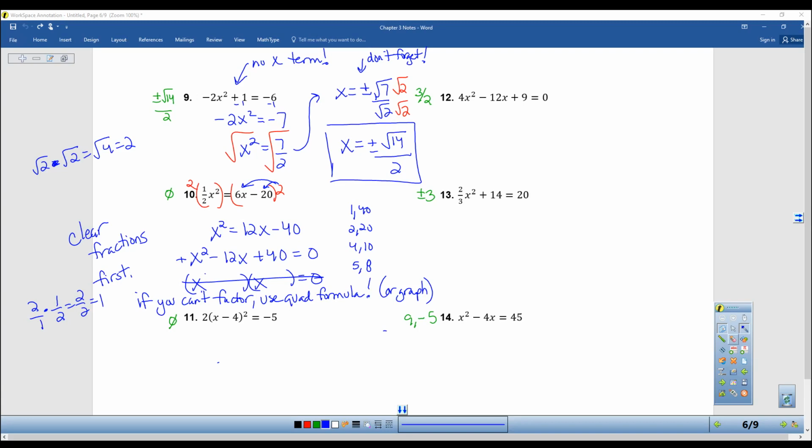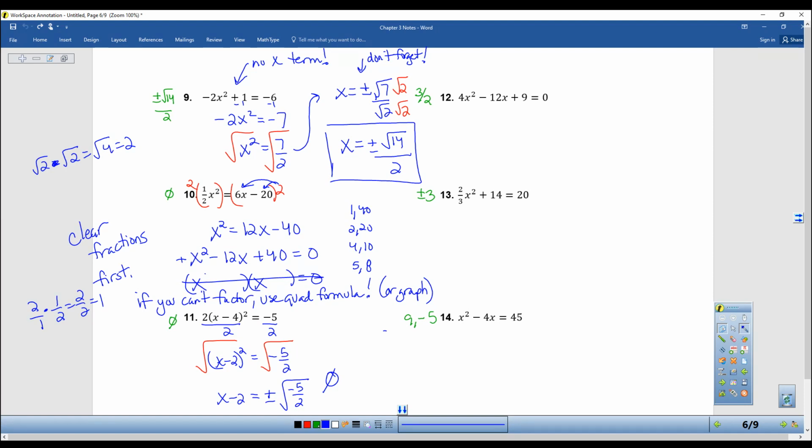For number 11, again, this is one of those special ones where I see a whole quantity squared. I'm going to treat it just like having an x squared and get the quantity alone and then take the square root of both sides. So I'm going to divide by 2. I get x minus 2 squared is equal to negative 5/2. I take the square root of both sides, which gives me x minus 2 on this side. Don't forget your plus or minus. But then I see I have a negative under the radical. Am I allowed to have a negative underneath the radical? No. So this one I know algebraically is going to be no solution.